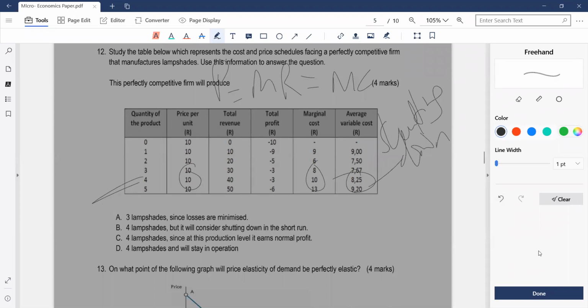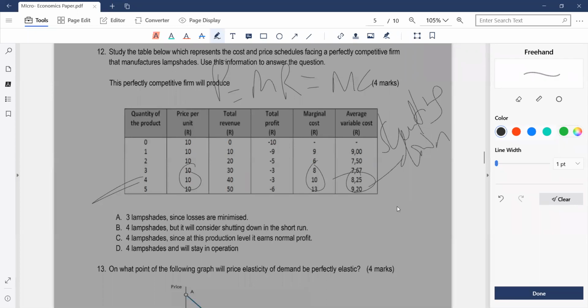Before we proceed, can you repeat the part where you're saying we must not consider shutting down, but they're making a loss? All right. May I know who's speaking? Oh, it's Mbali.